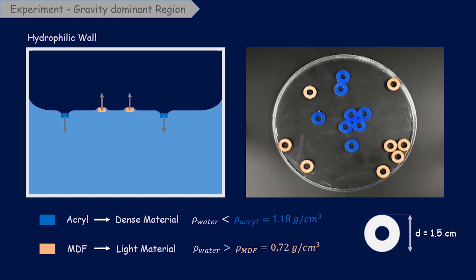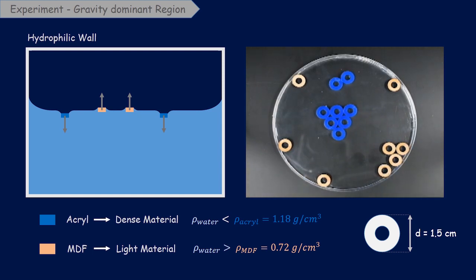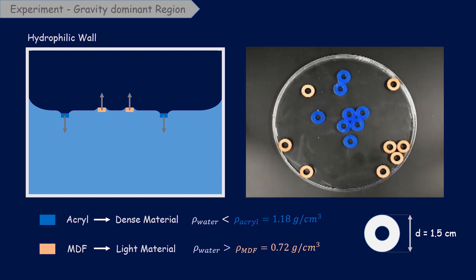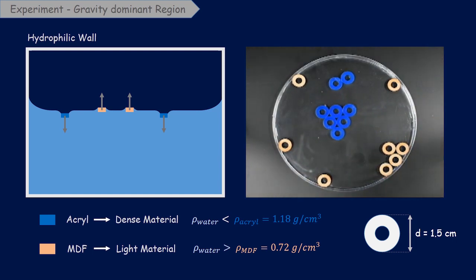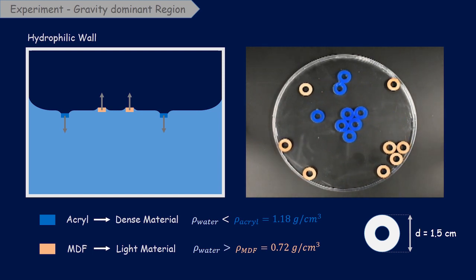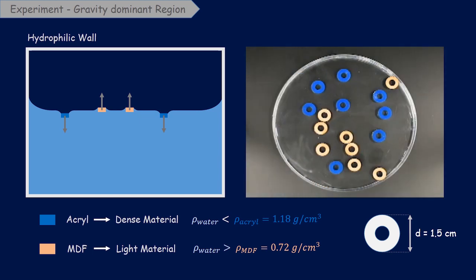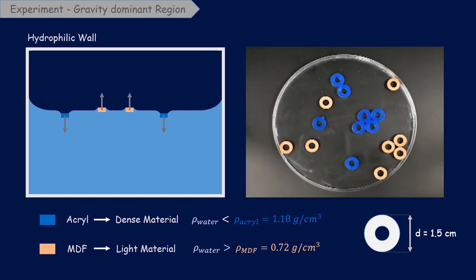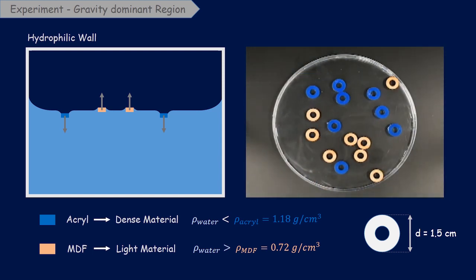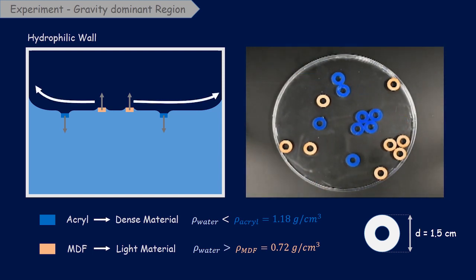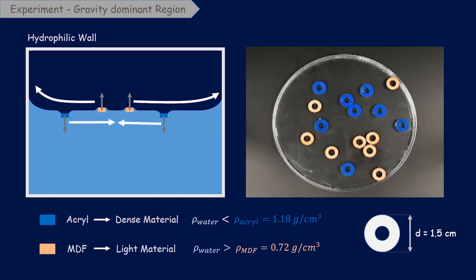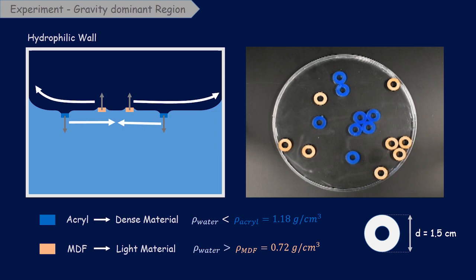The particles are 1.5 cm in diameter, and the blue particles are laser cut out of the acrylic sheet, which is denser than the water. The light yellow particles are made of MDF, which is lighter than the water. These particles are placed on the water surface in the hydrophilic bath. Light particles climb up the meniscus heel on the side wall, and dense particles are attracted to each other, and since they're repulsed from the wall, they stay in the center of the bath.